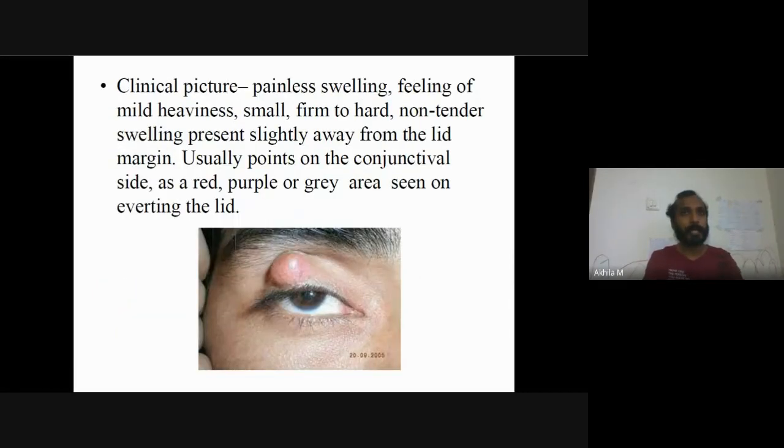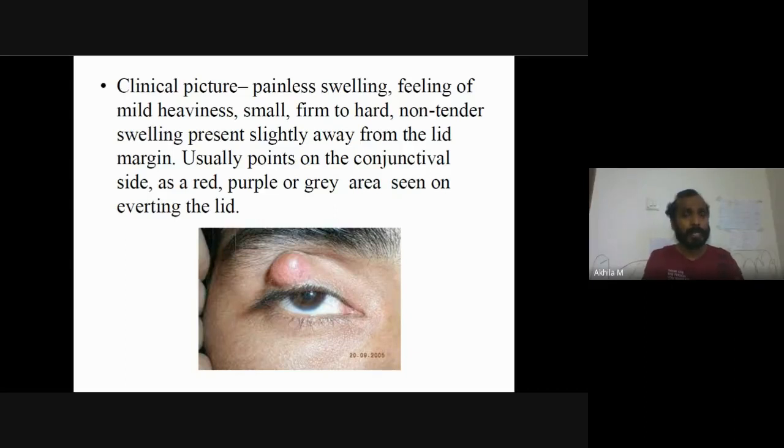Okay, when we come to the clinical picture, you can see from the picture that the swelling is somewhat away from the lid margin. We can see the swelling over the lid externally. It is a painless swelling, with no pain, but heaviness will be there.